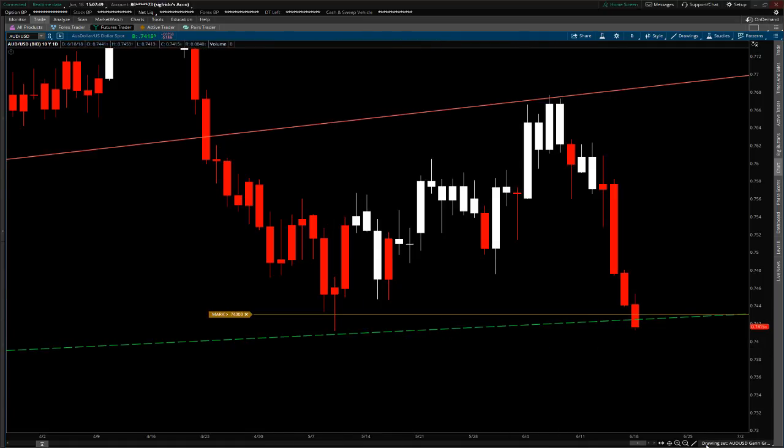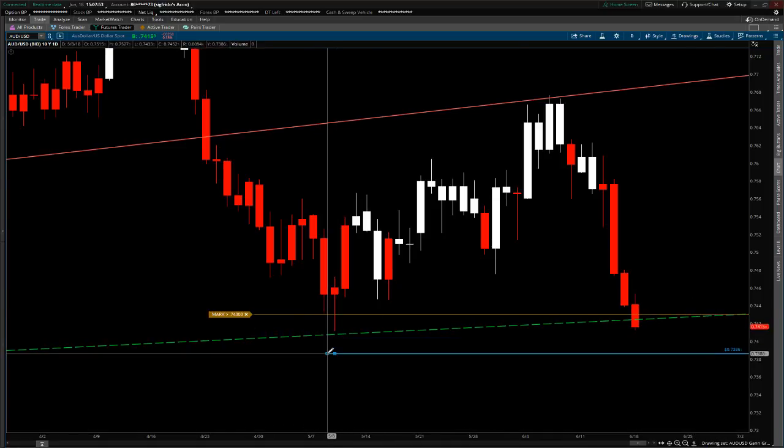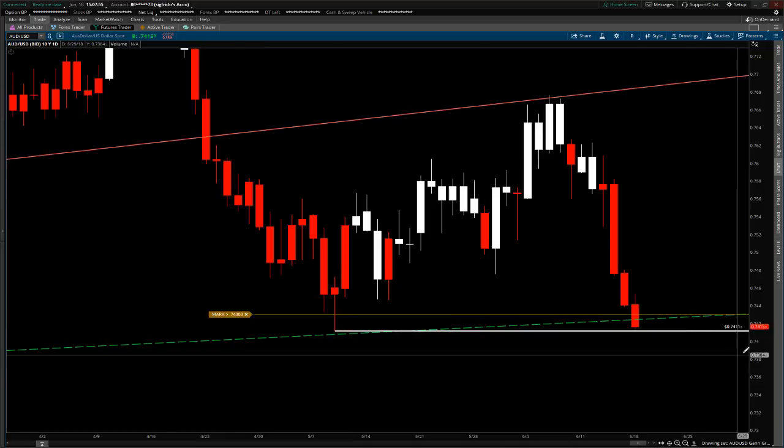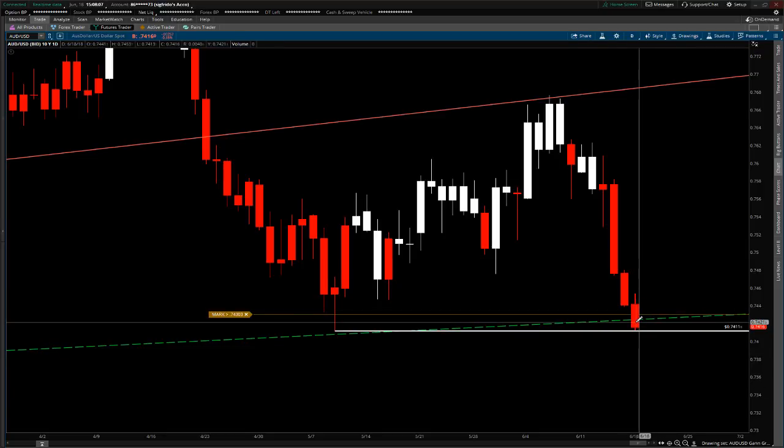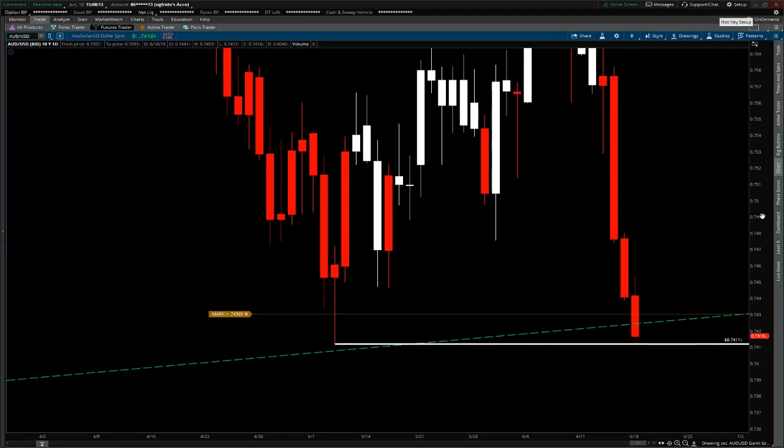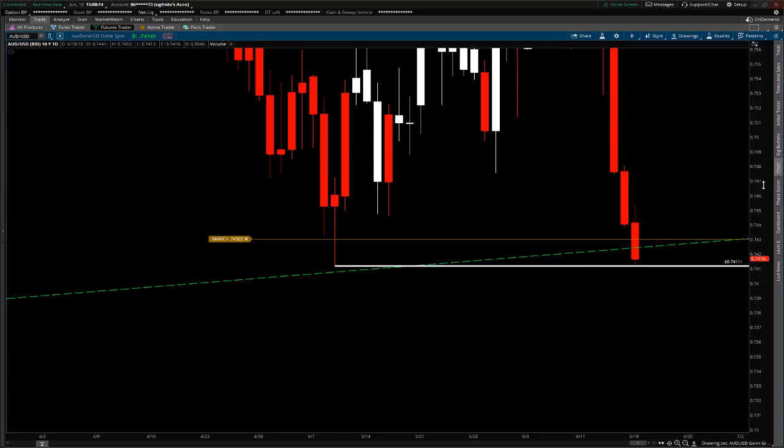Show you the wrong one. This one right here. So what's the low of this candle? 74.13. And the low was 74.11. So it almost kissed the low, as you can see right here.